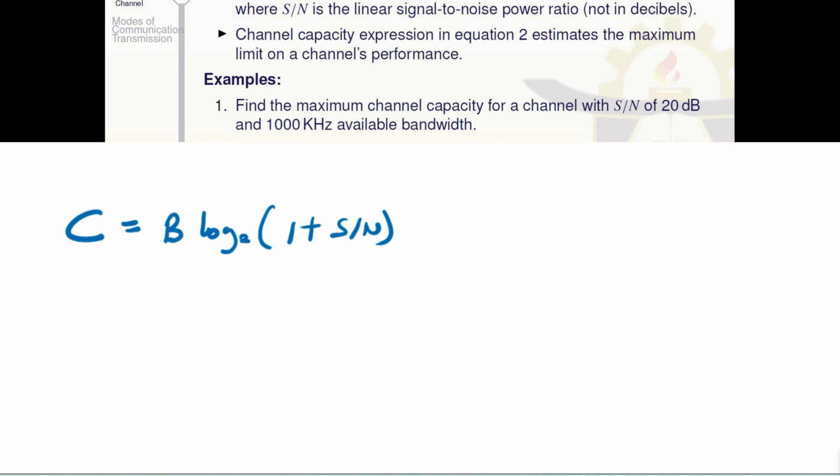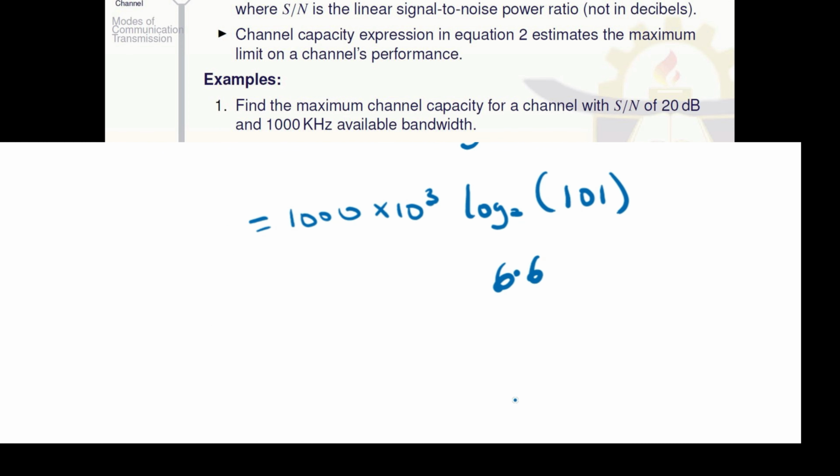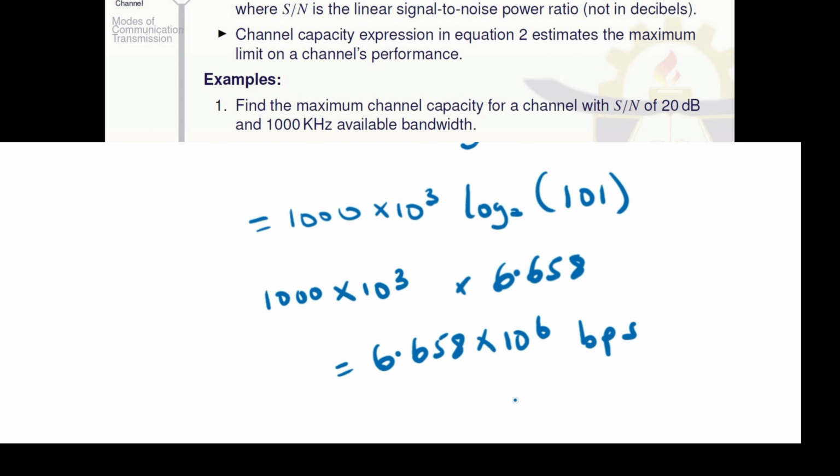So then we have C is equal to 1000 times 10 to the power 3 times log 2 of 1 plus 100. Log 2 of 101 is 6.658. So 6.658 times 1000 times 10 to the power 3 will give us 6.658 times 10 to the power 6 bits per second. So 6.658 megabits per second. Channel capacity is not measured in hertz, it's measured in bits per second.